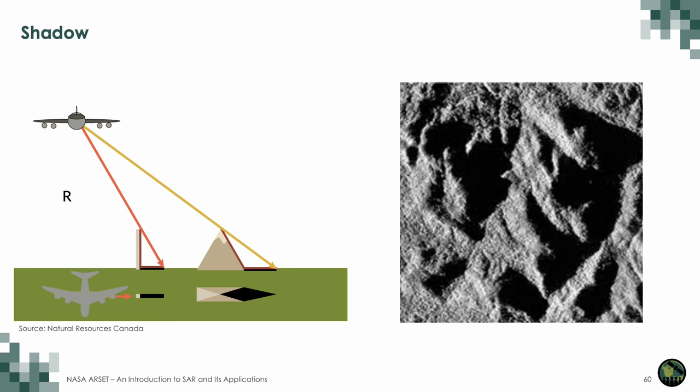So this image shows radar shadow effects on the right side of the hillsides, which are being illuminated from the left. And there are ways to correct for shadows through interpolation. However, I personally prefer to leave the shadow areas as areas of data gaps rather than use interpolated values.